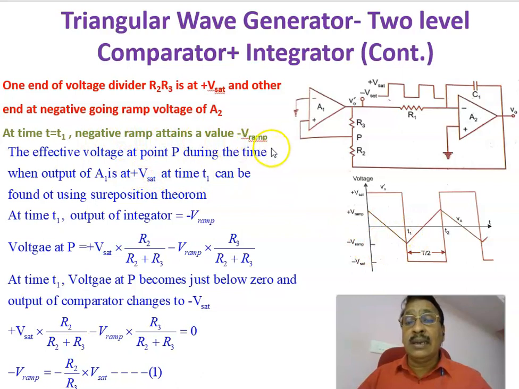It is getting a magnitude of minus V ramp, and the effective voltage at the point P, when it is minus V ramp, what is the voltage at this point P? That can be obtained by using the superposition theorem, during the time when the output A1 is at plus Vsat, at the time t1. You can apply the superposition theorem.